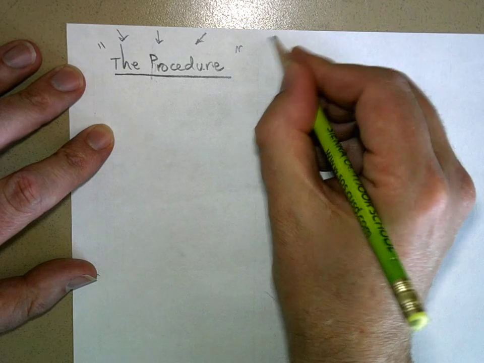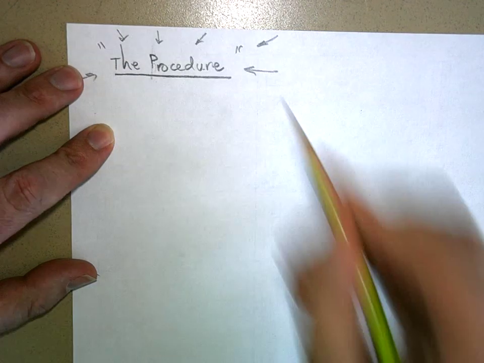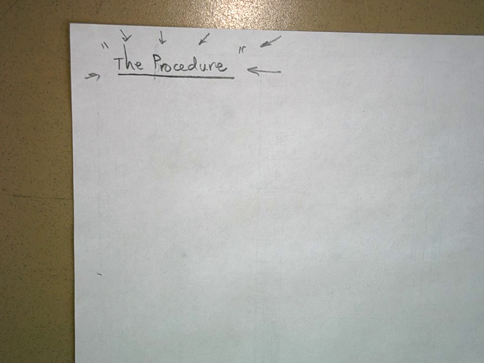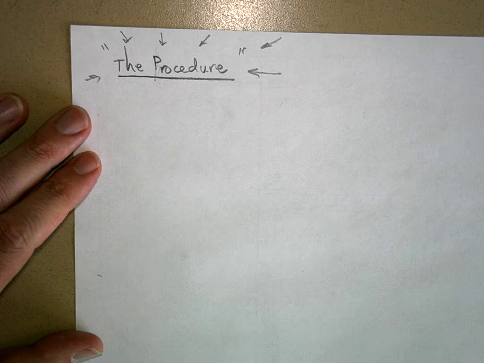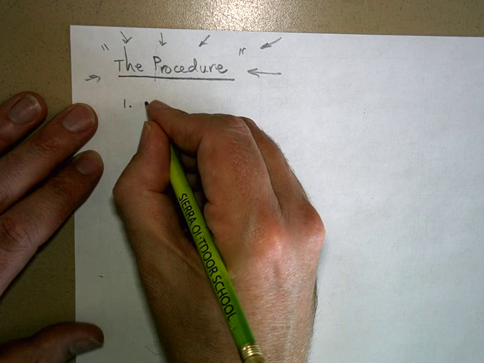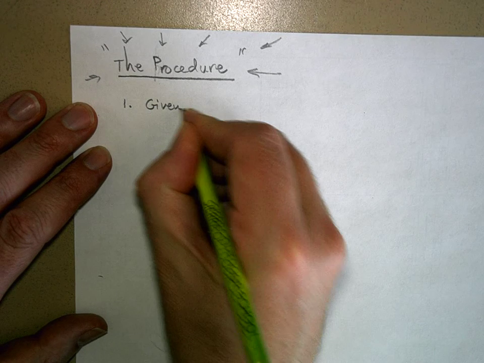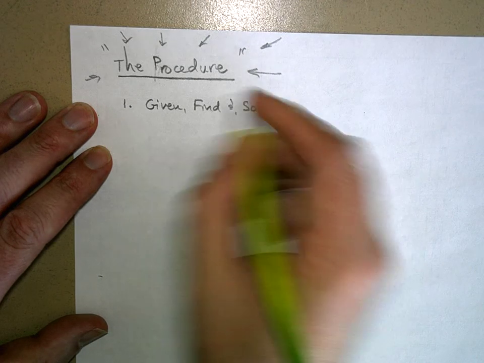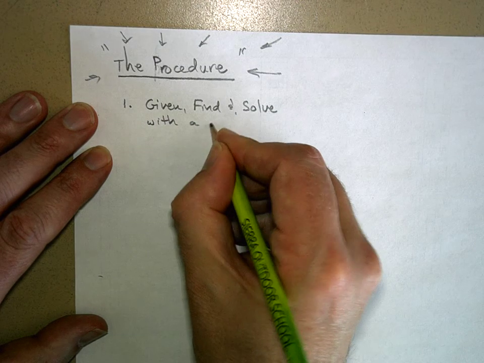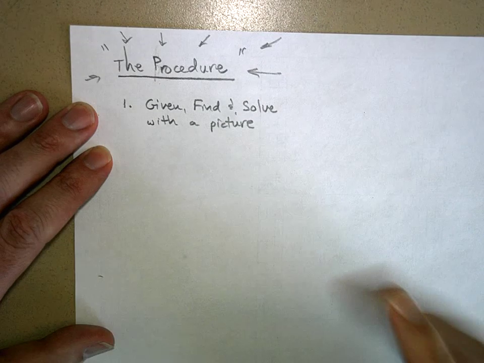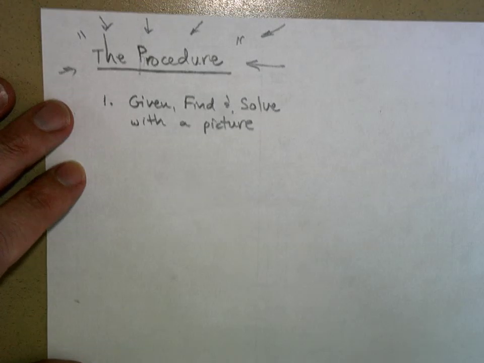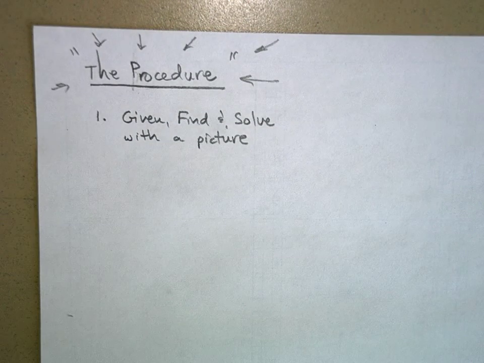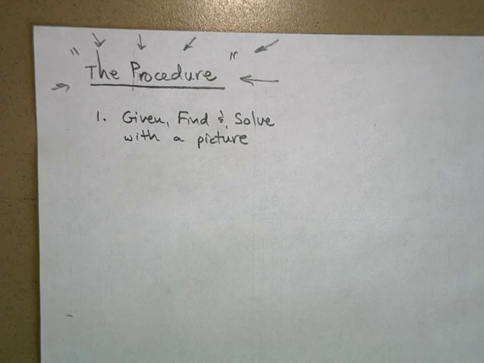Okay, and we're going to follow this procedure to solve a bunch of problems. And the procedure is this. Step 1: given, find, and solve with a picture. So the first thing I want you to do when you're doing one of the textbook problems is draw a sketch of it. I want you to use given, find, and solve, and you have to draw a sketch of the problem.